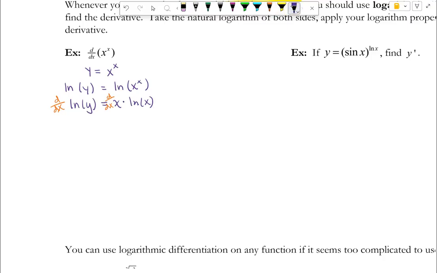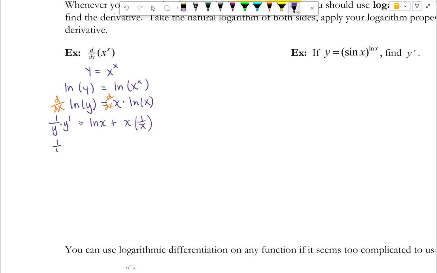So when I take the derivative of ln of y with respect to x, I get 1 over y times y prime, or dy dx. Again, that's just from the chain rule. On the right-hand side, I have to use the product rule. So the derivative of x is 1, so I get 1 times ln of x, plus x times the derivative of ln of x, which is x times 1 over x.